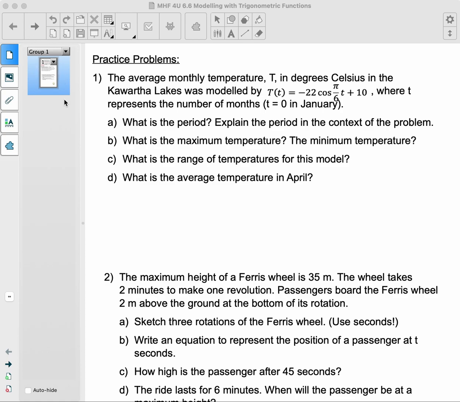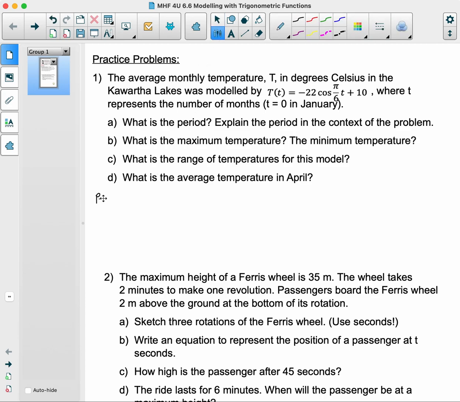Rather than trying to think really, really hard about this, just identify your K value, right? Because we know that our period equals 2 pi over K. In this case, K equals pi by 6. So 2 pi divided by pi over 6, and then you're going to flip and multiply. So you have 2 pi times 6 over pi, and the pi's cancel, and that gives you 12.